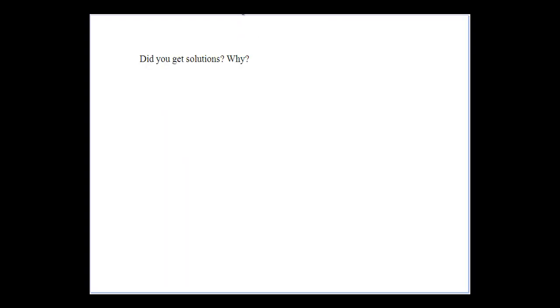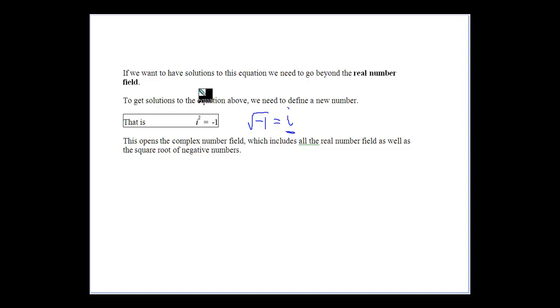Because what we want to do is have a situation where we go beyond the real number field. All the courses you've done at school so far have involved the real number field. What we want to do now is go beyond that field. We want to include other numbers. So it's a situation where we can get the square root of a negative number. We want to have the situation where we can have a number and square it and get -1.